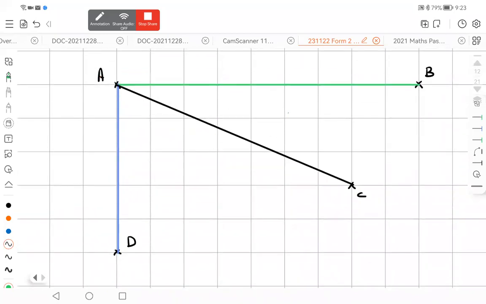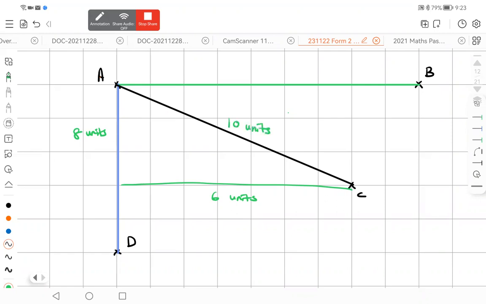So sometimes they can give you, here they give you 6 units, and here 8 units, then they ask you to find the distance of AC. So it's just like finding the hypotenuse. 6 squared plus 8 squared equals, and then you square root the answer. So AC is 10 units.